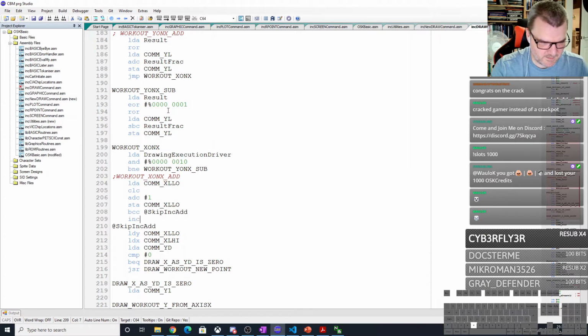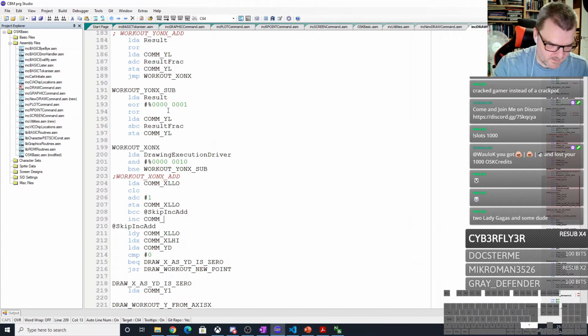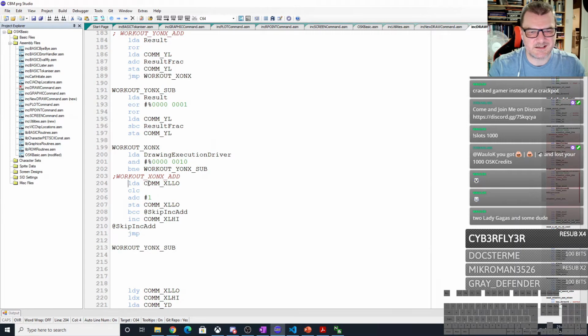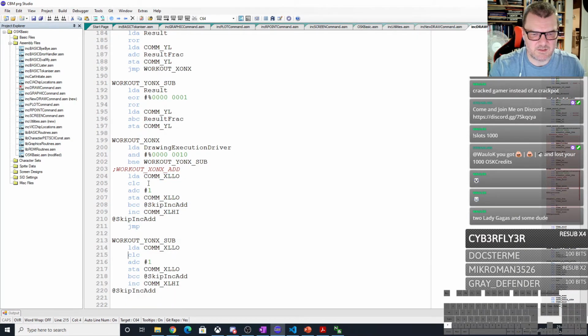Right, so INC com XL high, and then we bypass around it if it's not. So basically, because we're just on the x-axis, we're just running across it every pixel. We're just adding one to the counter, and then we need to do the jump, and then we come here and do that, and it's exactly the same, but this time it's set carry, subtract 1.